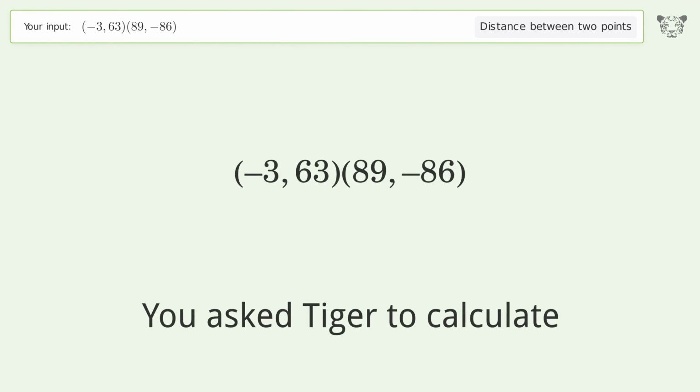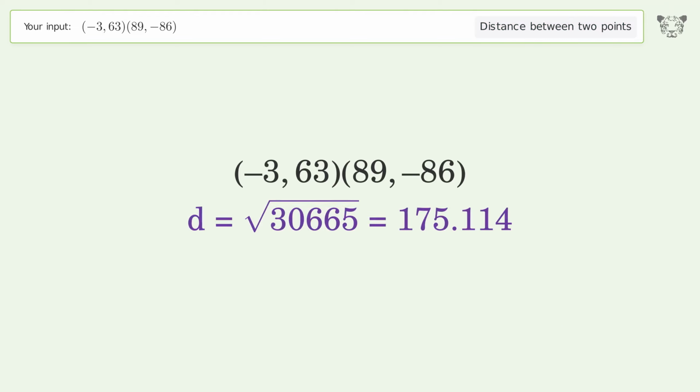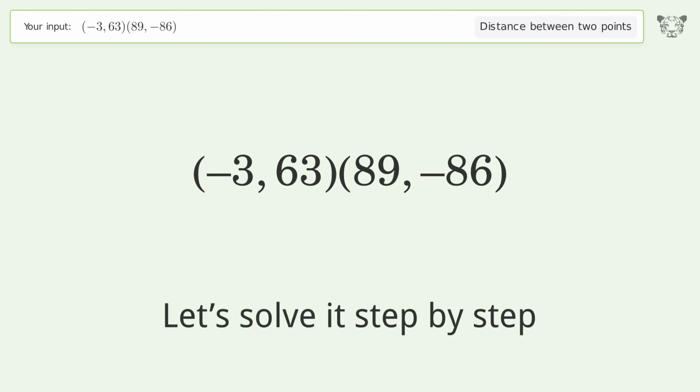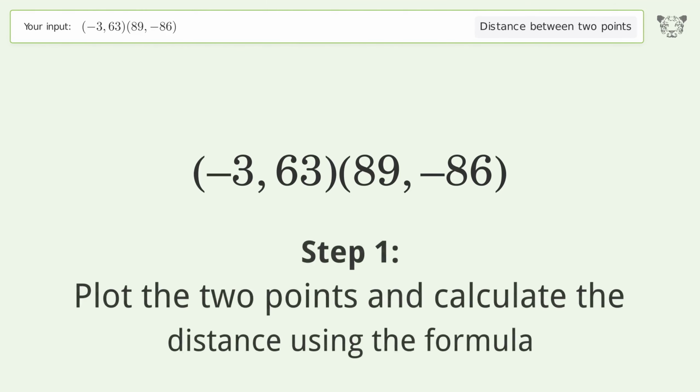You ask Tiger to calculate. This deals with the distance between 2 points. The distance between the 2 points is the square root of 30,665, or 175.114. Let's solve it step by step. Plot the 2 points and calculate the distance using the formula.